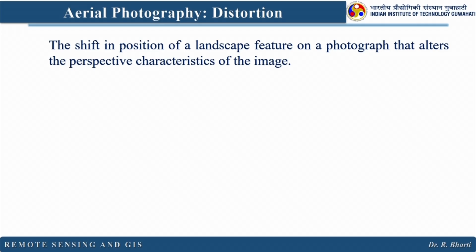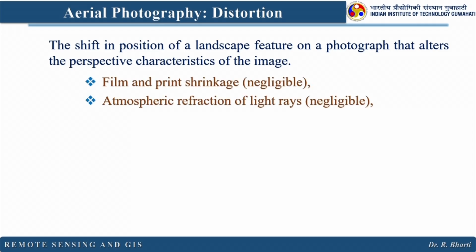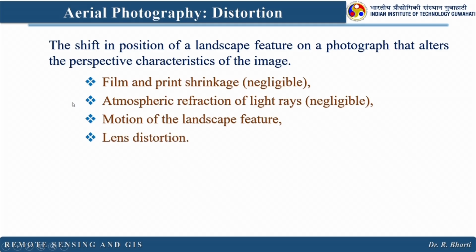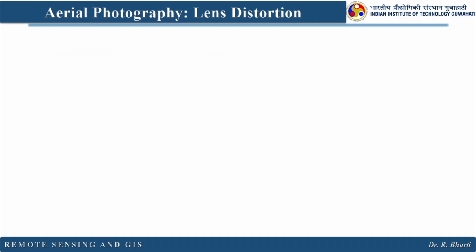The shift in position of a landscape feature on a photograph that alters the perspective characteristic of the image. So, film and print shrinkage, that is negligible. Atmospheric refraction of light rays, that is also negligible. Motion of the landscape feature, that also we consider negligible because we are maintaining that speed. Now, the next is lens distortion. So, lens distortion we cannot ignore.